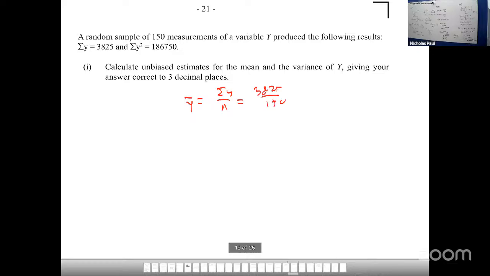You got what? 25.5. Right, yes. So how are we going to get the variance now? Tell me the formula. I think there's one in the sheet. Check the sheet there.